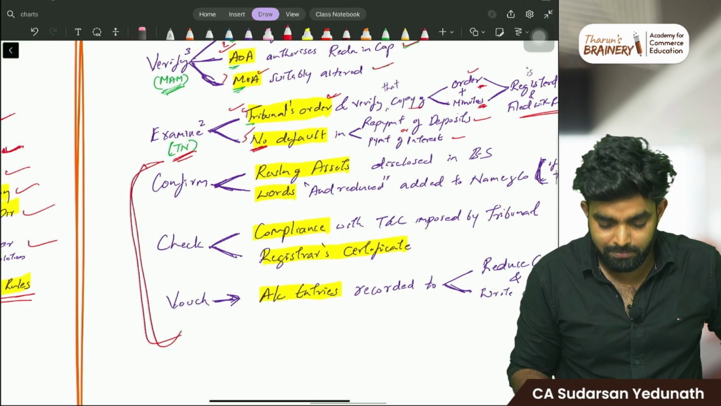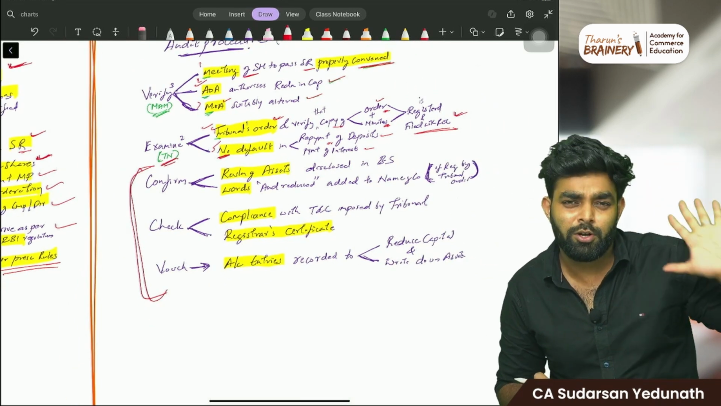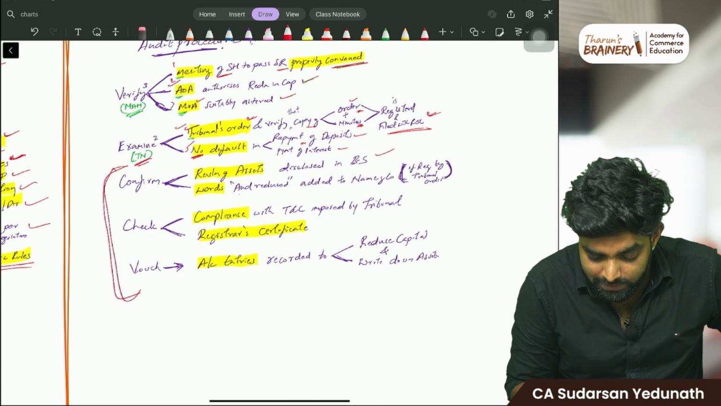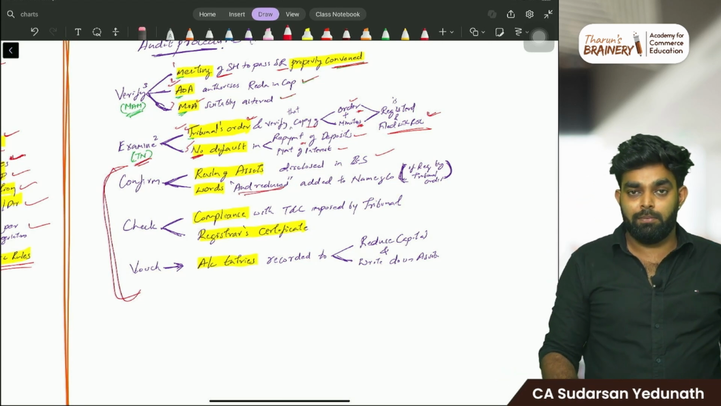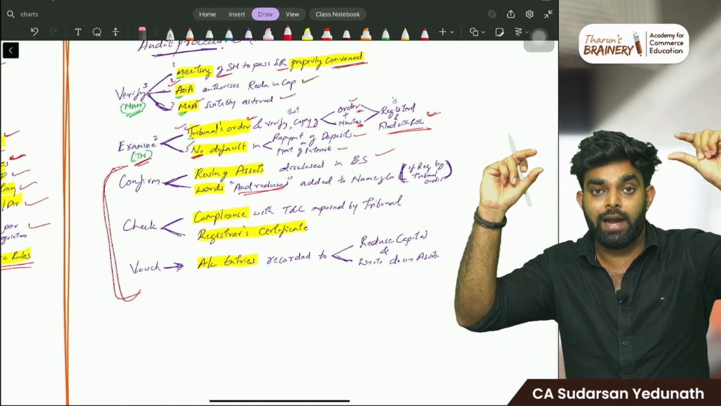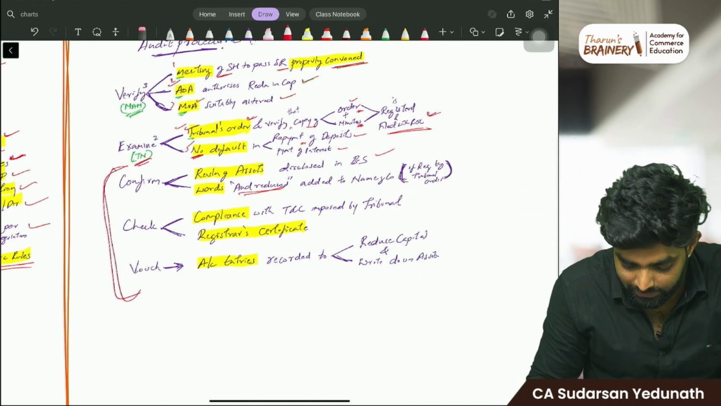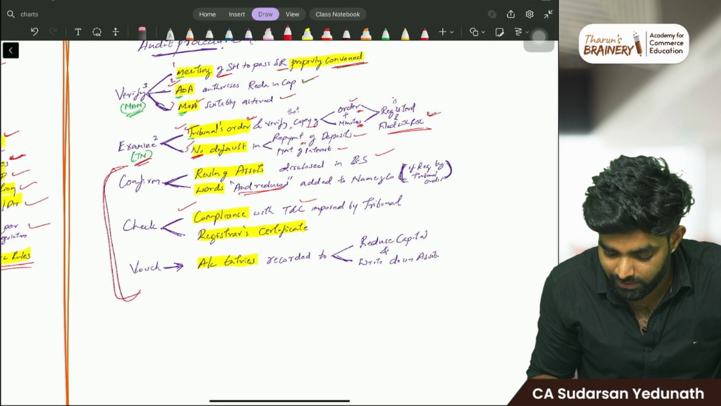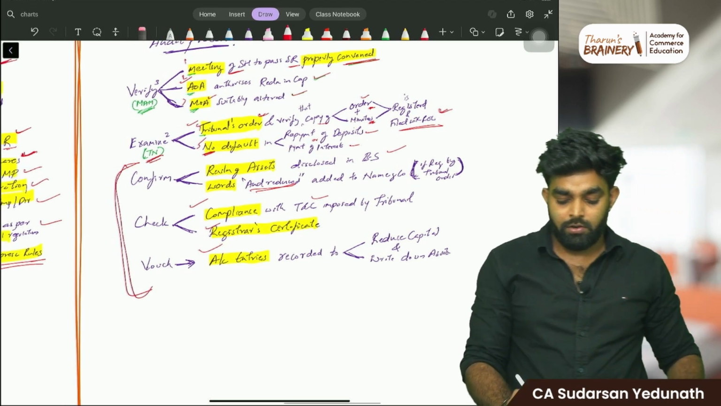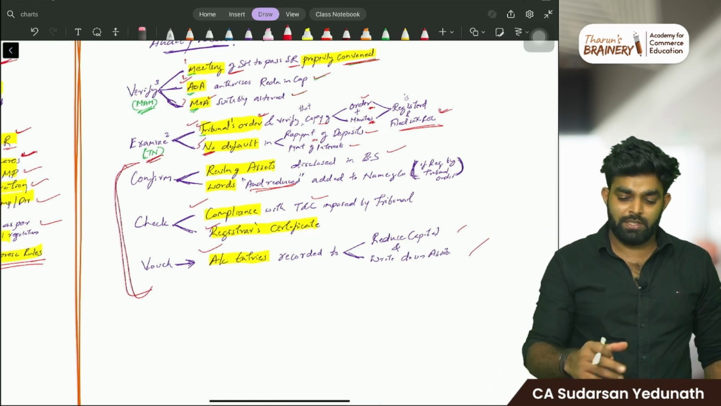You just read it because I don't want to waste too much of your time. 5 points per topic is enough, right? Or confirm revaluation of asset disclosed in the balance sheet. Confirm the words "and reduced" are added to the name of the company. If a company has reduced share capital, the words "and reduced" should be added to the name of the company. So see whether that is there. Then check the compliance with the terms and conditions of the tribunal. Check registrar certificate. Vouch the accounting entries recorded to reduce capital and write down assets. 5 points. These 5 points you study.